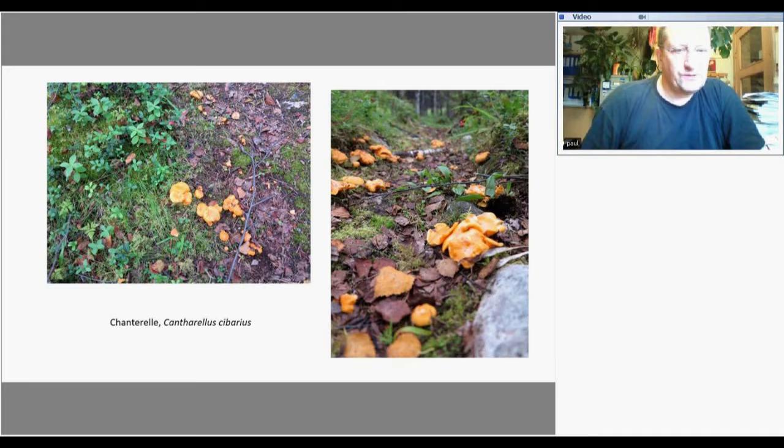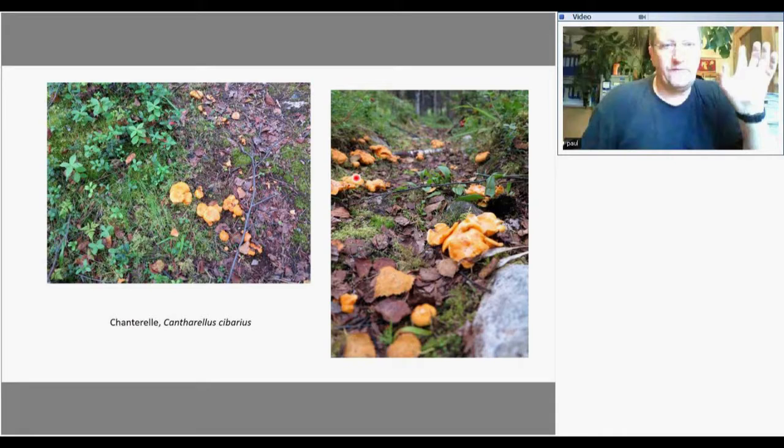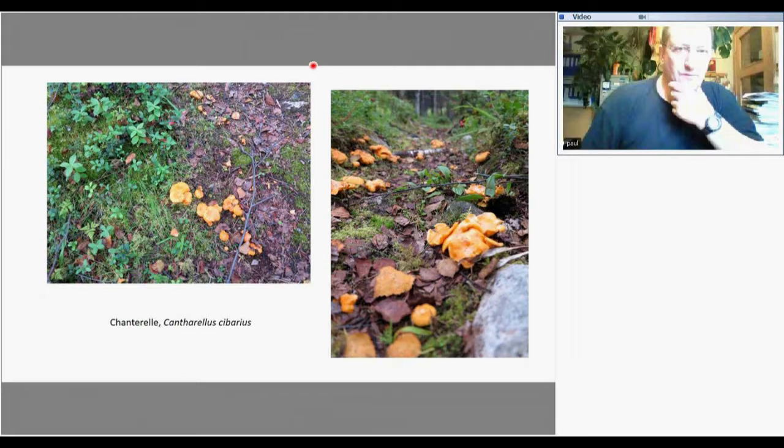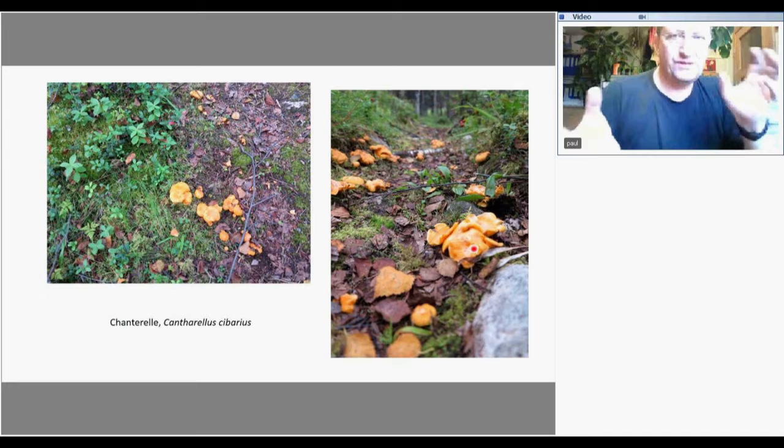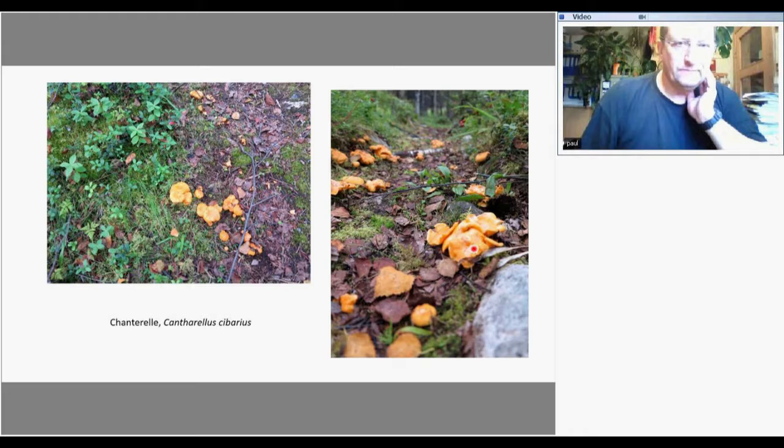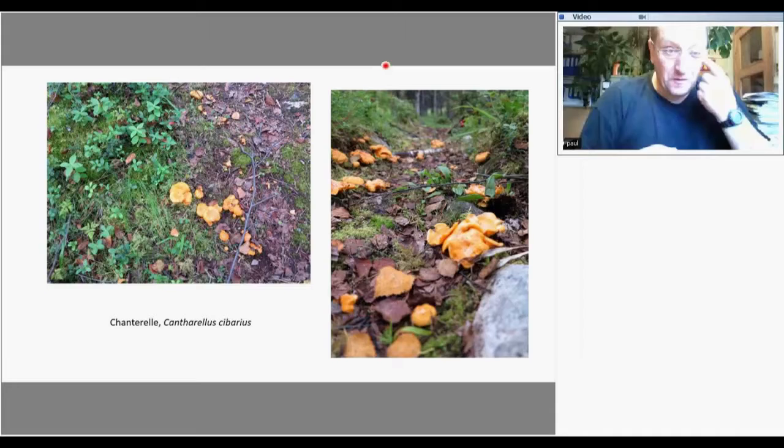So here you see a chanterelle. That's another type of mushroom that works as a mycorrhiza. In northern places in the Arctic and up here, this mushroom is working together with the birch. In other places, they work basically with the pine trees or the spruce, but there are some exceptions. And if you look closely, you see these northern ones are much different in shape compared to the Central European chanterelles, because they have different conditions to grow and different mycorrhiza.